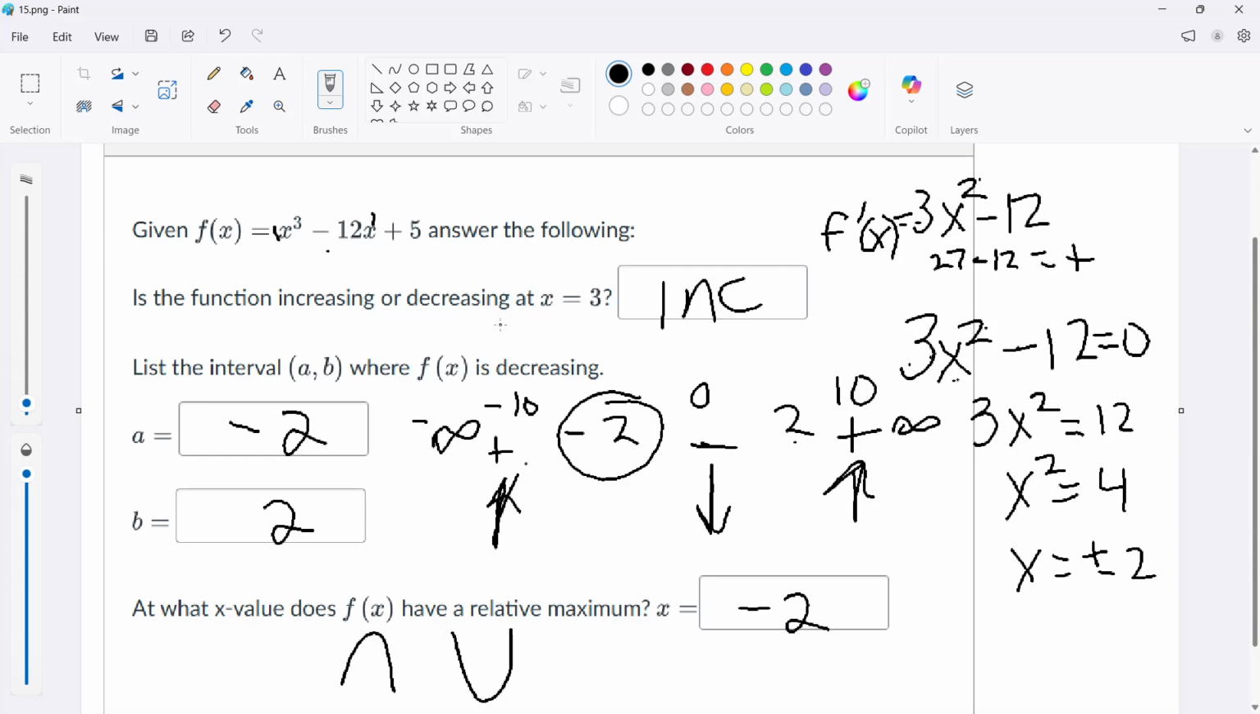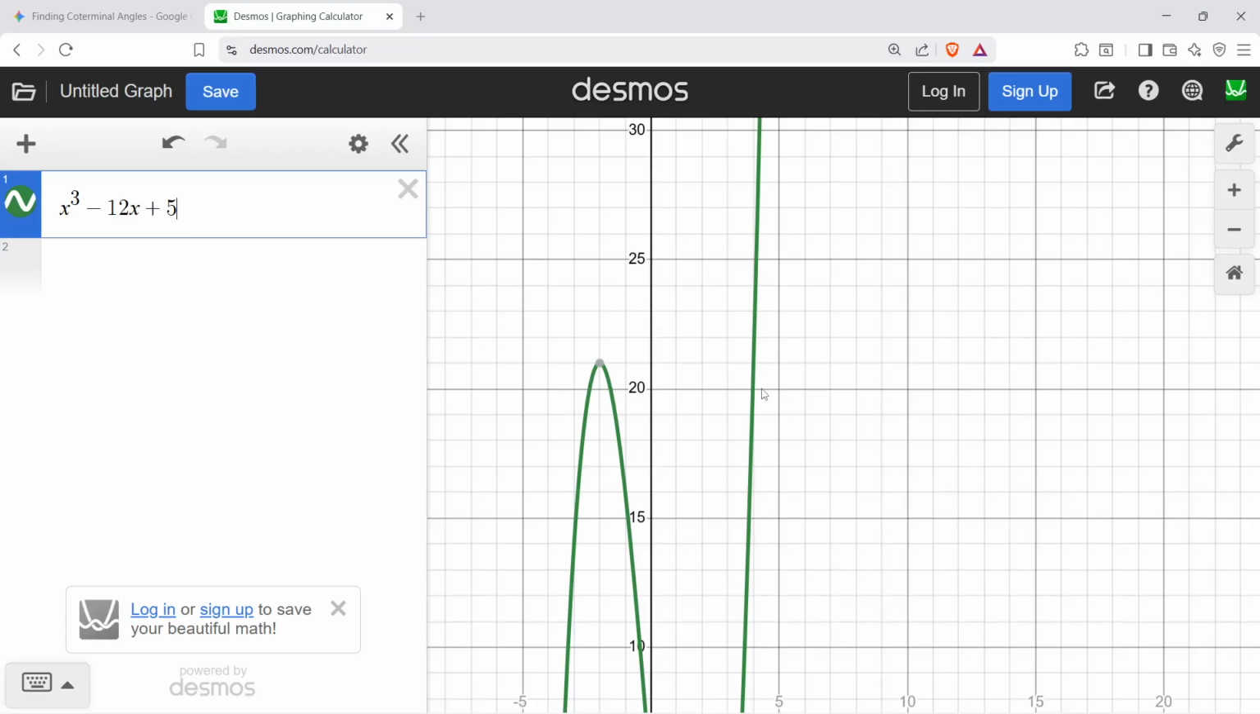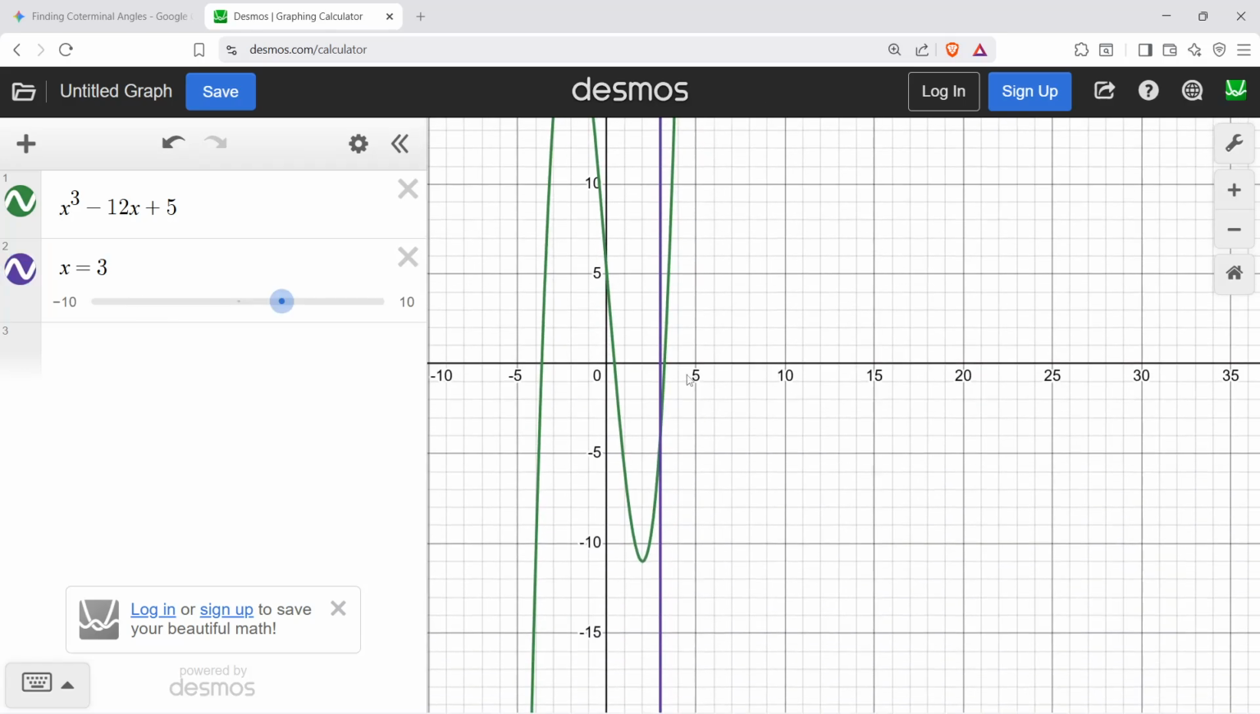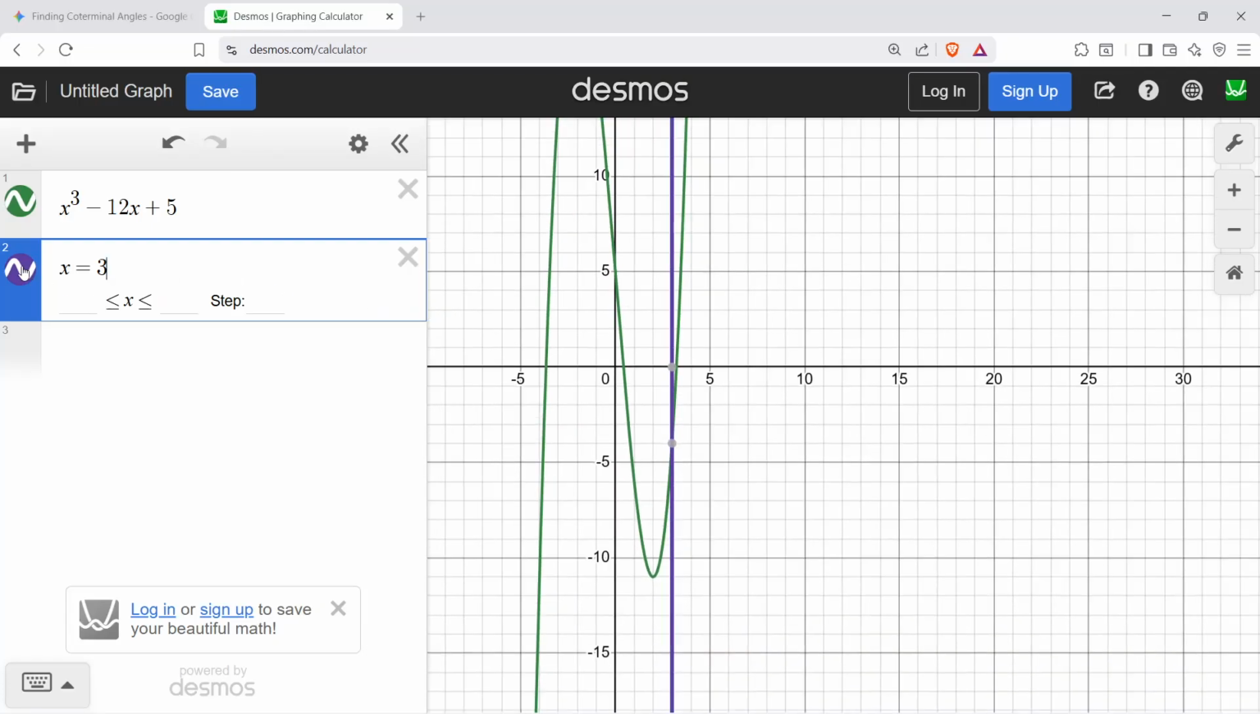It says function increasing at x equal 3 or decreasing. Let me find 3. Well, let me put this in. X equal 3. Let's see. It's right about there. So is it increasing? The green function? The green is the function. Yeah, see, it's going up. So that's increasing.